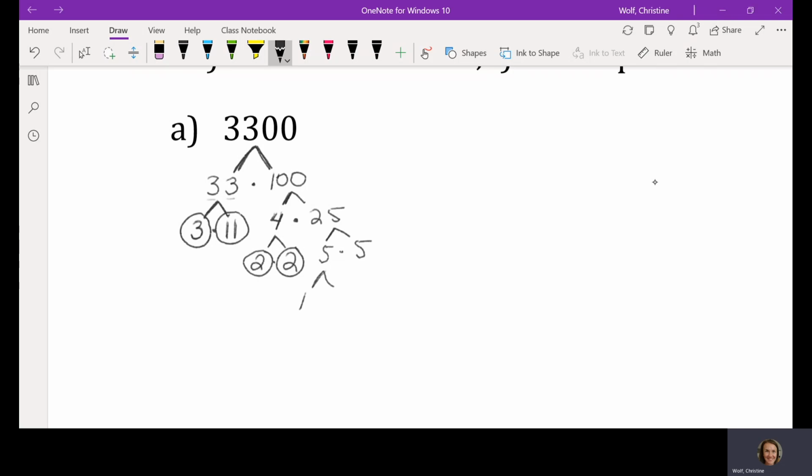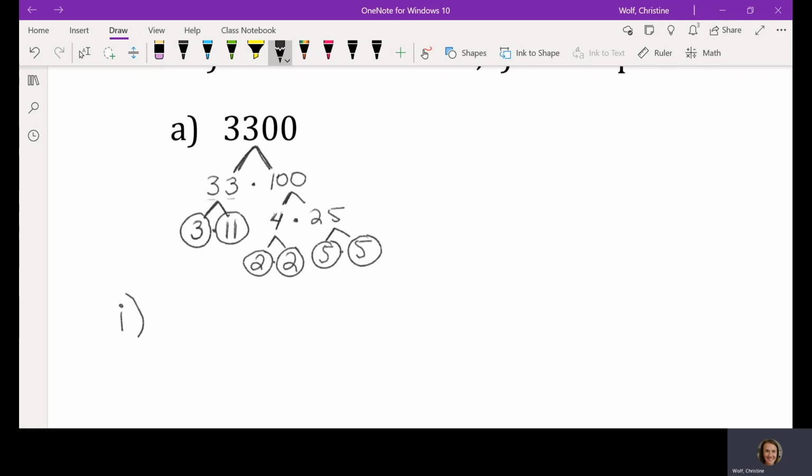The only way to multiply and get 5 is 1 times 5. We don't write that option down, we just circle it in that case. And same with this 5. So now we know we're done because we can't break these numbers down anymore. They're all circled. So we're going to answer the question now.